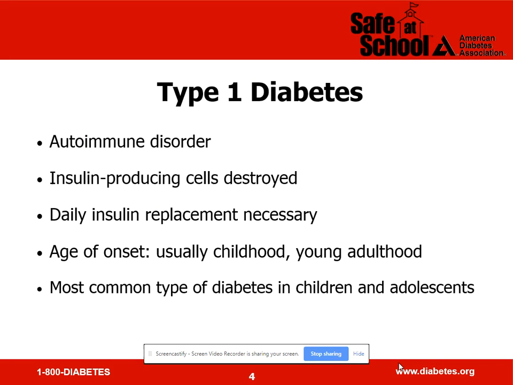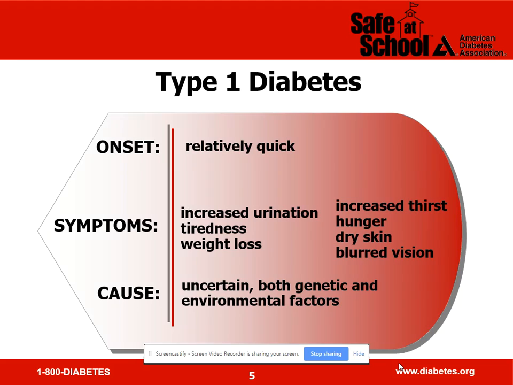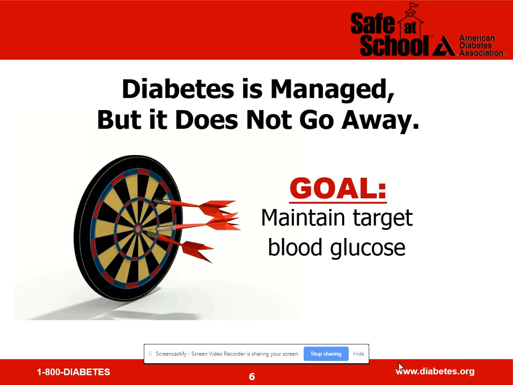Type 1 diabetes is an autoimmune disorder where insulin producing cells are destroyed, requiring daily insulin replacement. Age of onset is usually childhood, potentially young adult, and it is the most common type of diabetes in children and adolescents. The symptoms include increased urination, tiredness, weight loss, increased thirst, hunger, dry skin, blurred vision, and while the cause is uncertain, both genetic and environmental factors are likely at play.